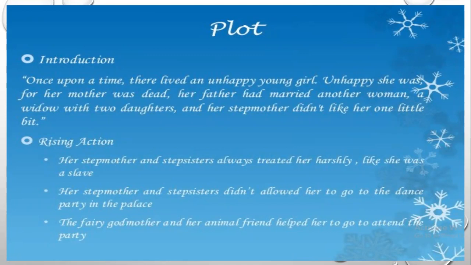Then the rising action. The rising action starts here, at the time that her stepmother and stepsisters treated her badly, always treated her harshly, like she was a slave, and she has to do everything for them. And then her stepmother and stepsisters didn't allow her to go to the dance party in the palace. And then the fairy godmother and her animal friends helped her to attend the party. So here we have what? We have the rising action.